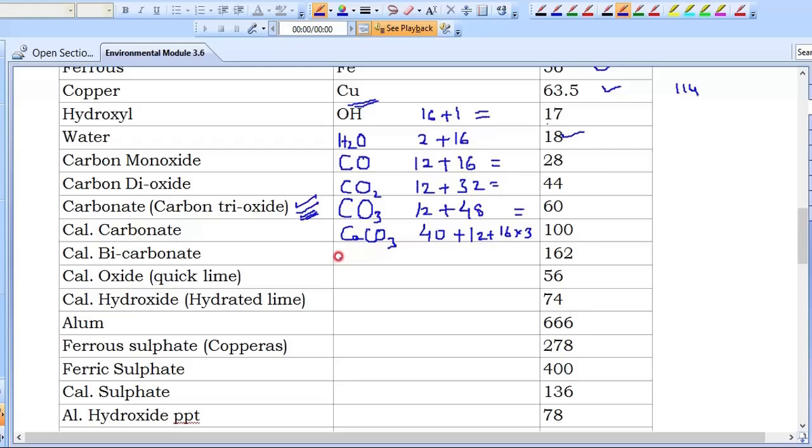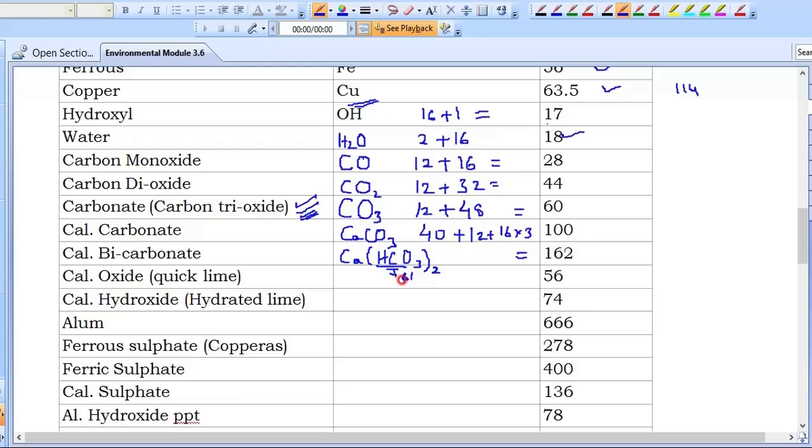Then calcium bicarbonate, Ca(HCO3) twice. Okay, Ca(HCO3)2, calcium bicarbonate. Only bicarbonate means what? This is bicarbonate. This only bicarbonate means this is a 61. Why? Because carbonate is 60 and 1 is 61, and 61 into 2 plus 40, that is your 162.